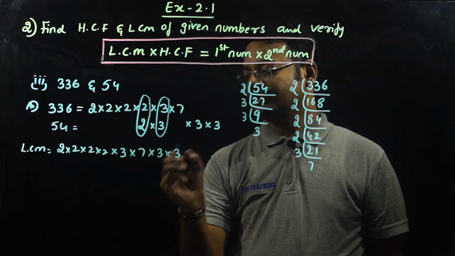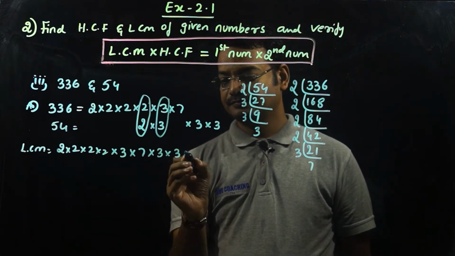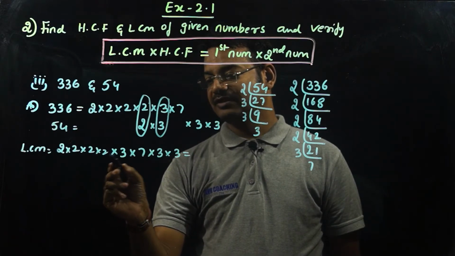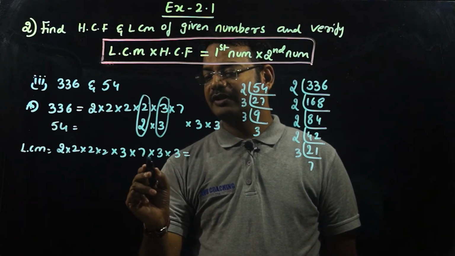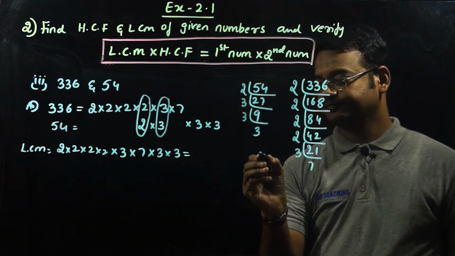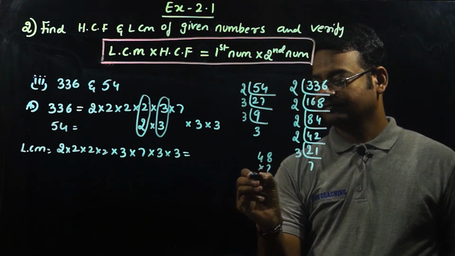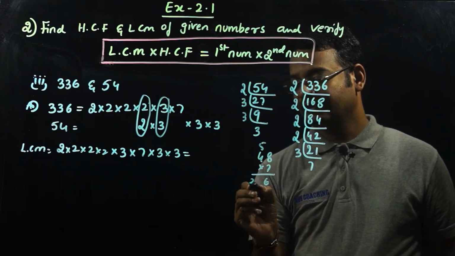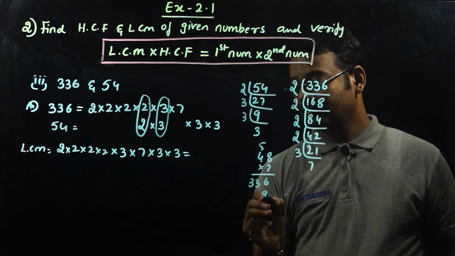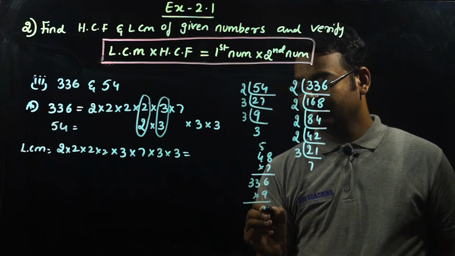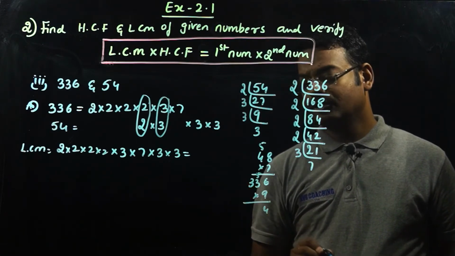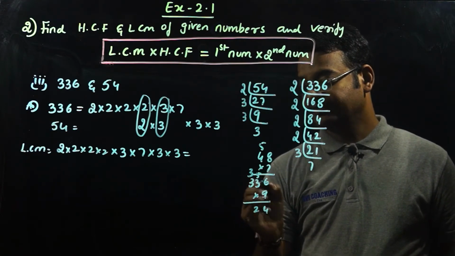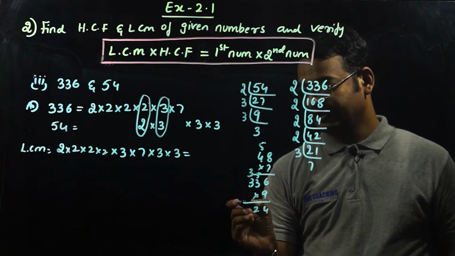3 into 3. So the LCM will be equal to 2 2s are 4, 4 2s are 8, 8 2s are 16, 16 3s are 48, 48 into 7, 336, 336 into 9, 9 6s are 54, 9 3s are 27 plus 5, 32, 9 3s are 27, 30.